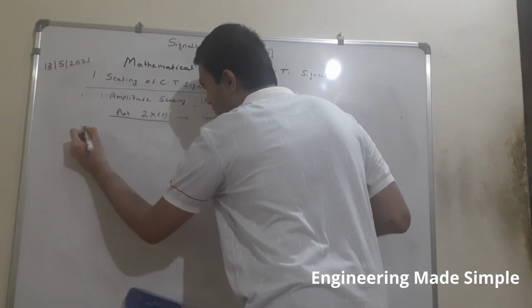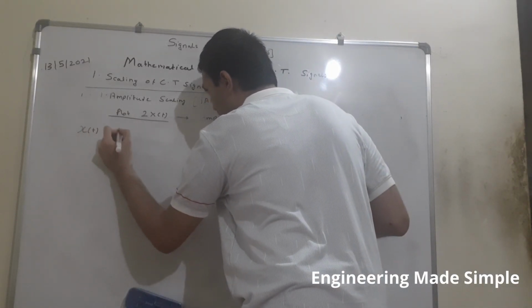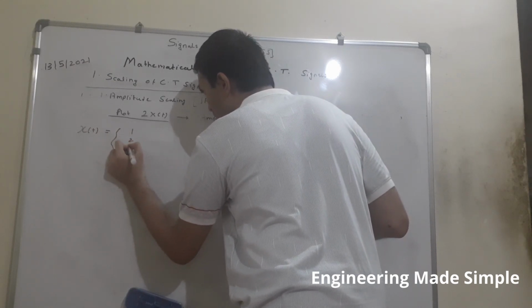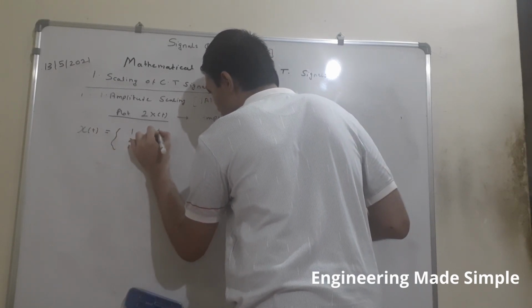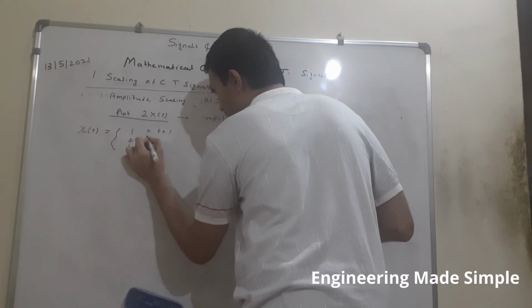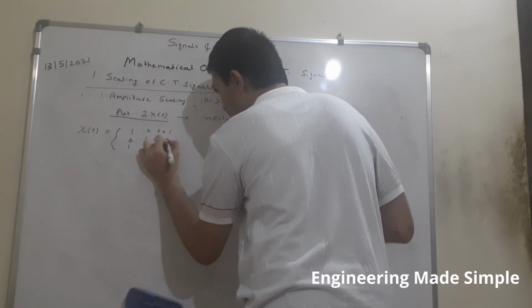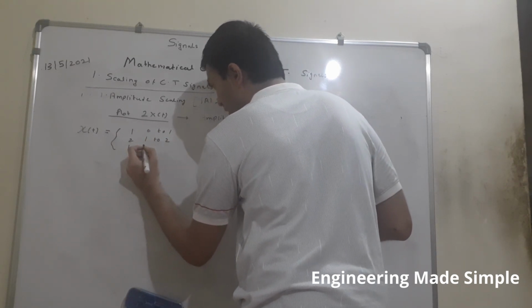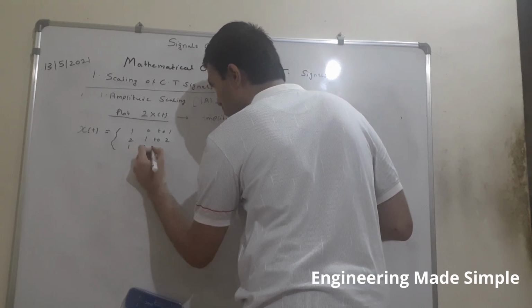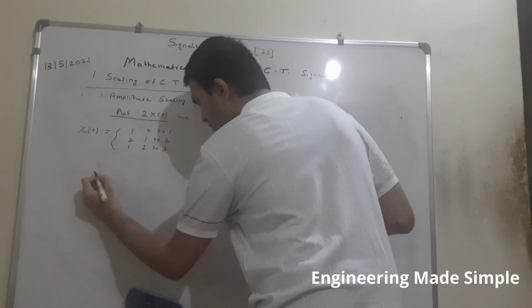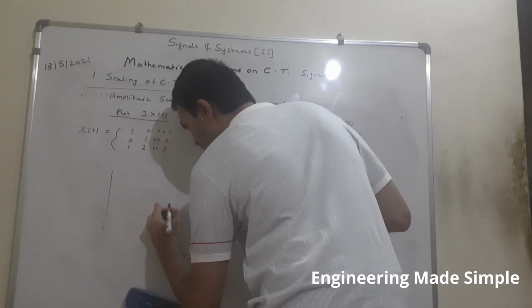So what was our x of t? I will write it once again. x of t was 1, 2 and 1, in the time intervals 0 to 1, 1 to 2, and 2 to 3 it was again 1. So this was the plot for this x of t.